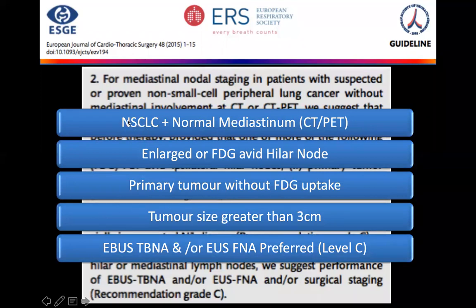So you have a primary tumor, mediastinum on the PET scan was negative, but the size of the lymph node in the mediastinum was 2 centimeters, then you should do EBUS or EUS. If the hilar lymph node was FDG positive, you must stage the mediastinum. Or even if the whole of the mediastinum is negative, but the size of the tumor is 4 centimeters, then you must take the mediastinum before you operate.